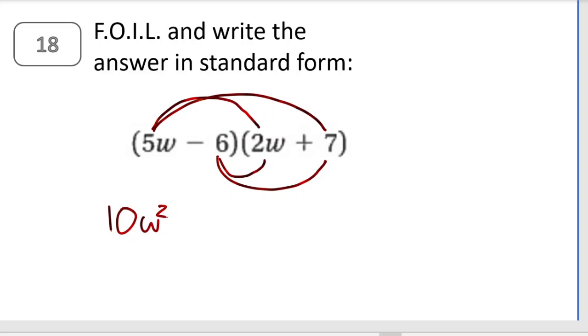Next up, 5w times 7, 5 times 7 is 35, and it's positive, so we'll say plus 35. And there's only one w in both of our terms, so we'll just leave a w behind it. It's still being multiplied by w. Now on to the bottom. Here are inside terms. Negative 6 times 2w. Negative 6 times 2 is negative 12. And of course, keep that w on board. Lastly, negative 6 times 7, just the two numbers times each other. Negative times a positive, again, is a negative, and 6 times 7, I believe, is 42.